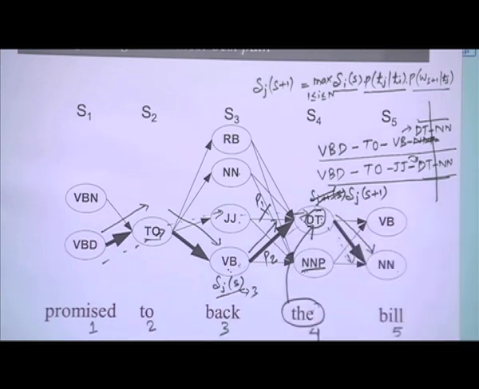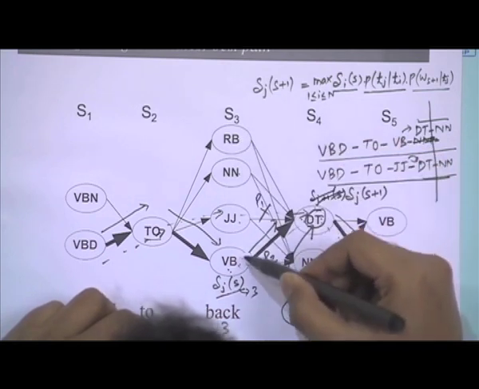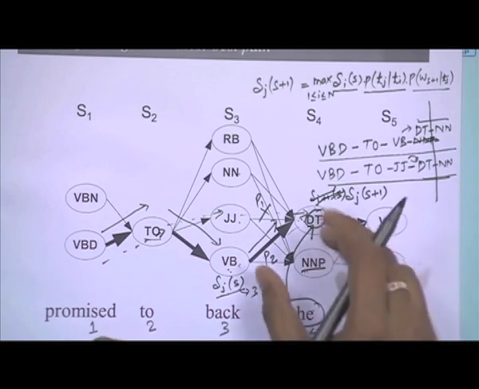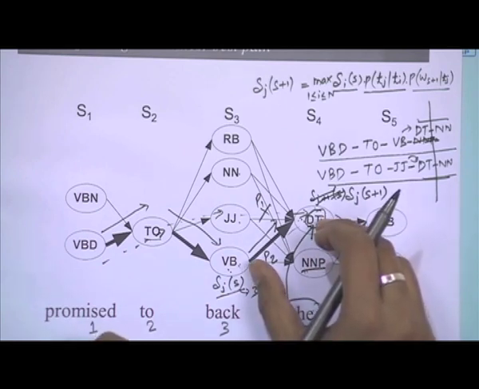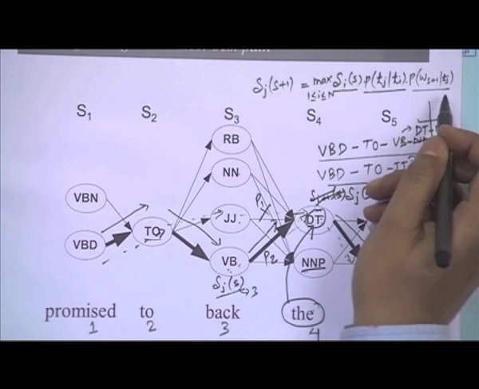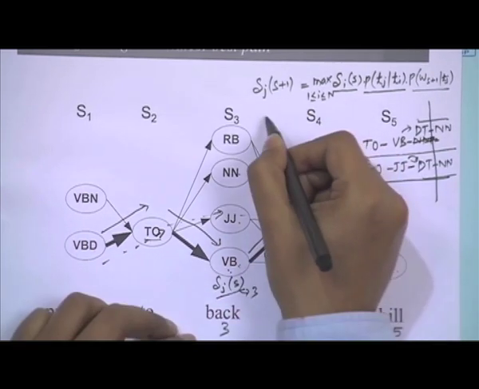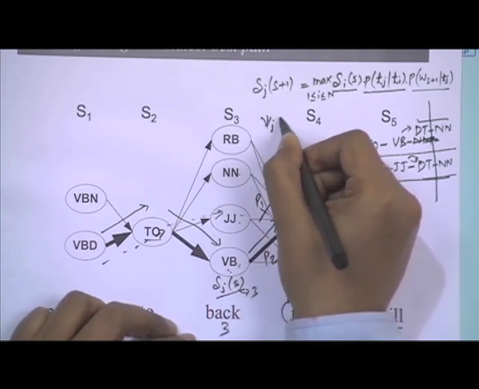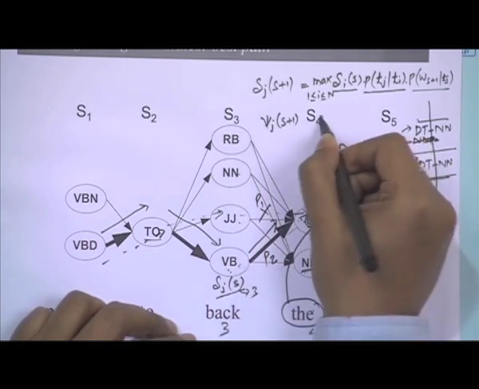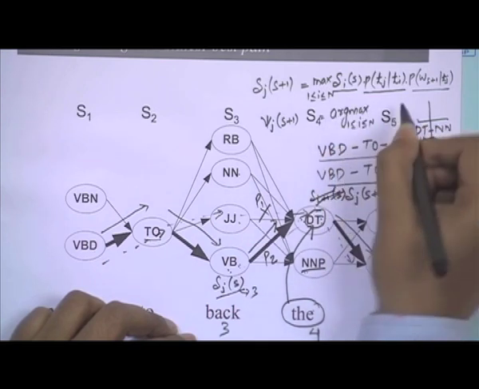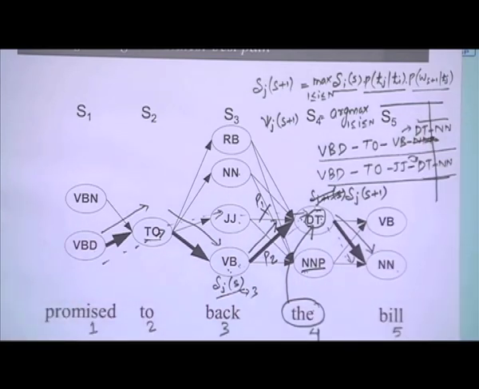Now suppose out of these 4 I found this is the best path. I would also like to store the best predecessor. This is nothing but the argmax of this function. I call that psi j s plus 1, that is the argmax of the same function. And that is what I am also storing, and that's how this will continue.